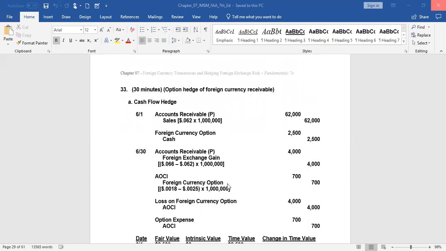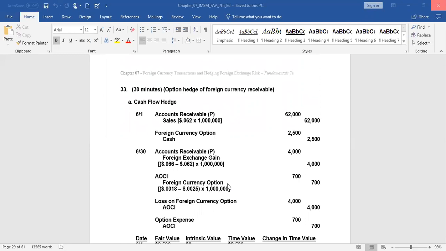June 30th, that's the next significant date. We sold on June 1st, we're not getting payment until September 1st, but if the year ends in between the day we sell and the day we receive the cash, we must account for any gain or loss and any change to our foreign option value by the end of the year, because we've got to get it recorded in the year the gain or loss occurs.